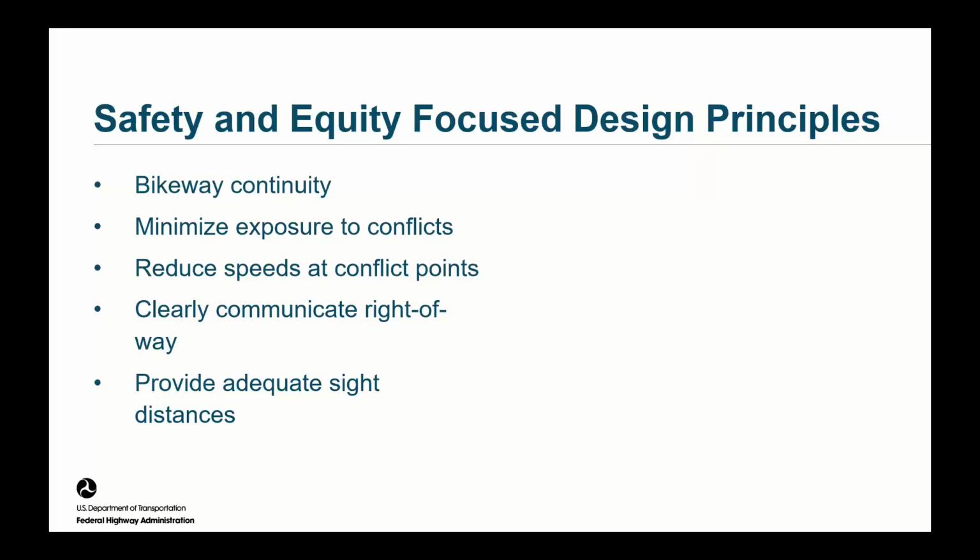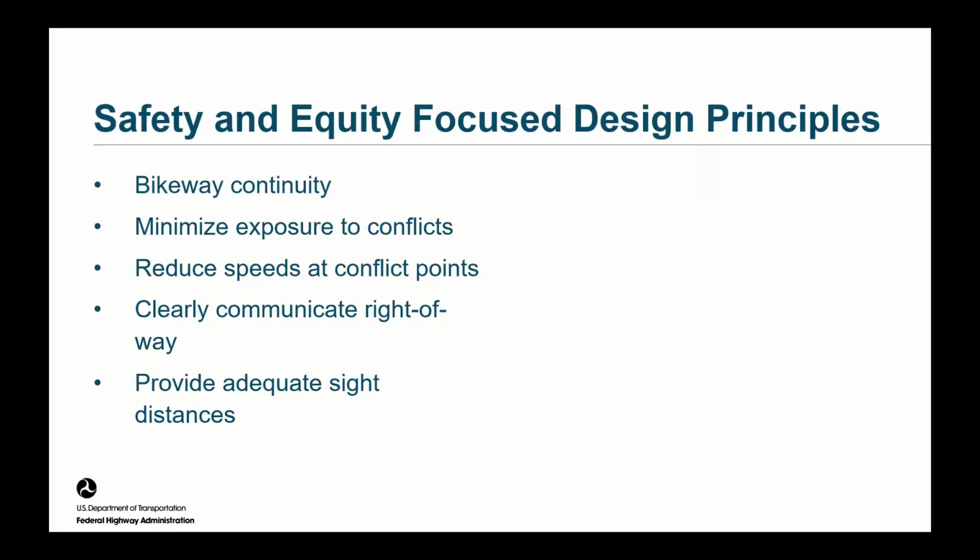We know that it's important to minimize exposure to conflicts, and that's why we illustrated those by bikeway intersection type. Reducing speed at conflict points is not only about the turning movement, which we know is really important, but also, depending on your bikeway type, the weaving movement. So how do we reduce those speeds, even if there is exposure, making sure that any conflict has a lower speed for turning and weaving.